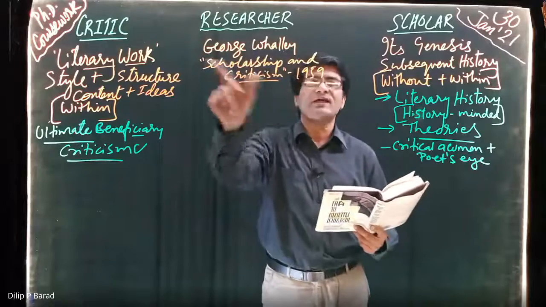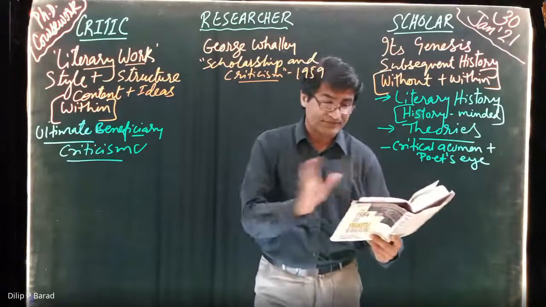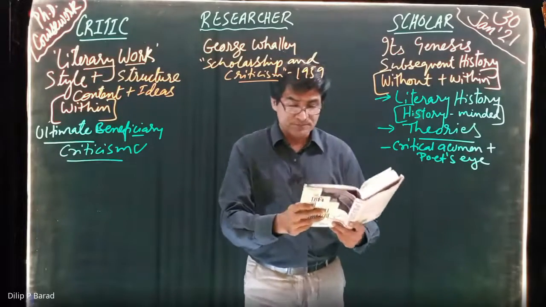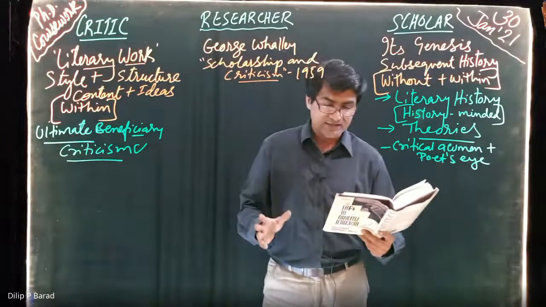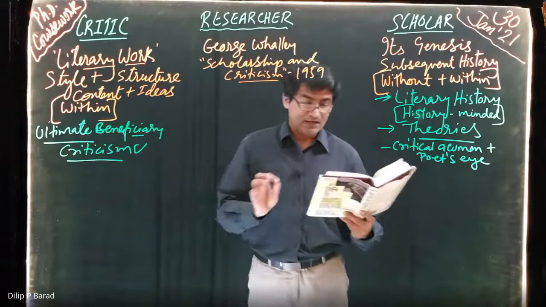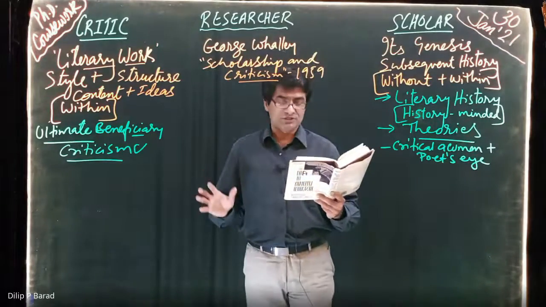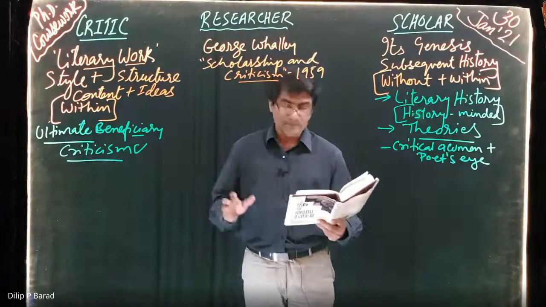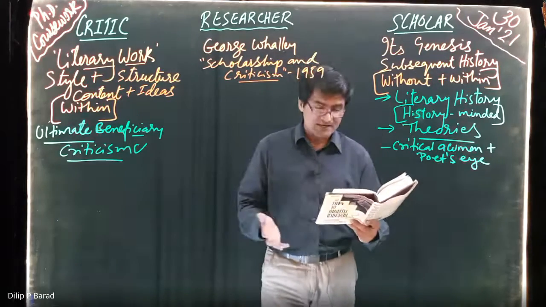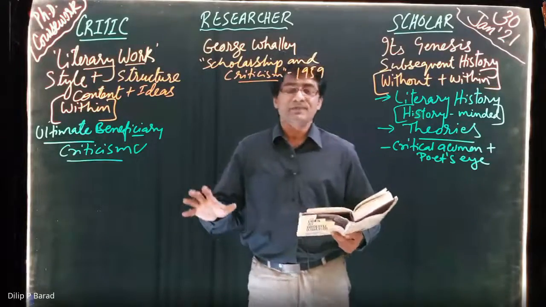This is George Valley, scholarship and criticism, where he differentiates this. Without scholarship, every synoptic view will be cursory. Every attempt at a synthesis, a wind egg. Without scholarship, the criticism of a poem may easily become a free fantasia on a non-existent theme.